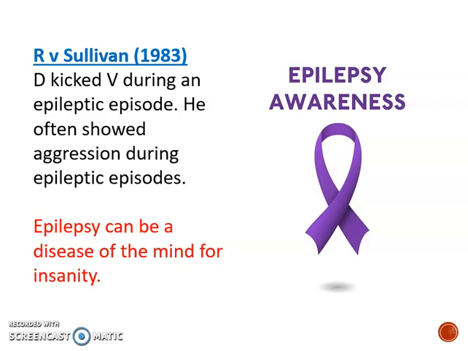On this same point is the case of Sullivan, and here our defendant kicked the victim whilst he was having an epileptic episode. And the defendant often showed aggression during his epileptic episodes. And the court ruled here that epilepsy can be a disease of the mind for insanity because when someone is having an epileptic episode, their faculties of memory, reason, and understanding are impaired. And I think these cases are showing how insanity is not really a defence that the general public expect that it is.